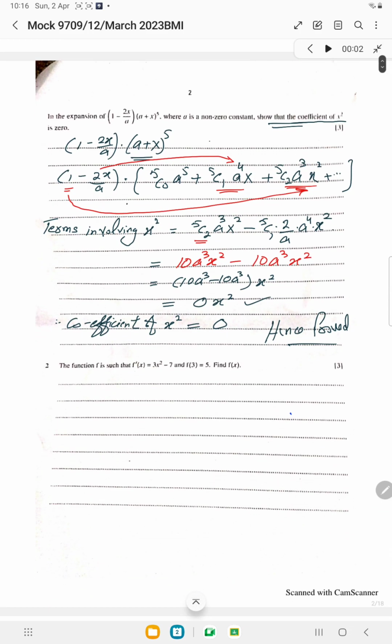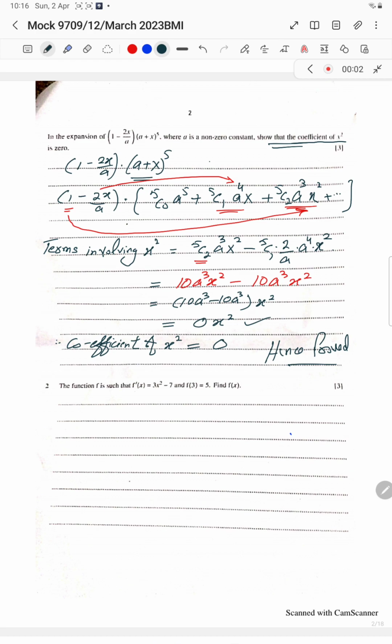Okay, now the second question is about finding the function. Question 2: the function f is such that f'(x) = 3x² − 7 and f(3) = 5. Find f(x). It's a 3 marks question.